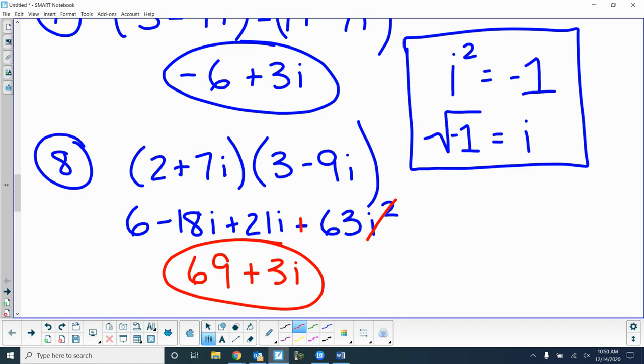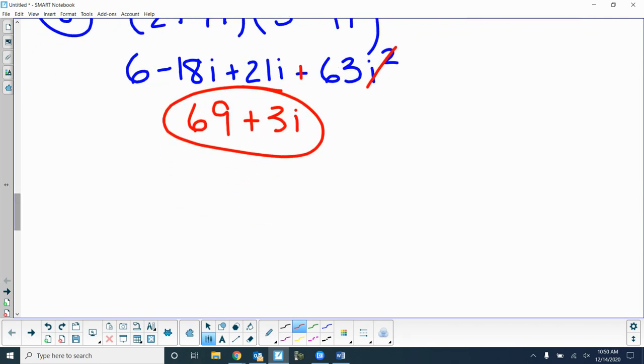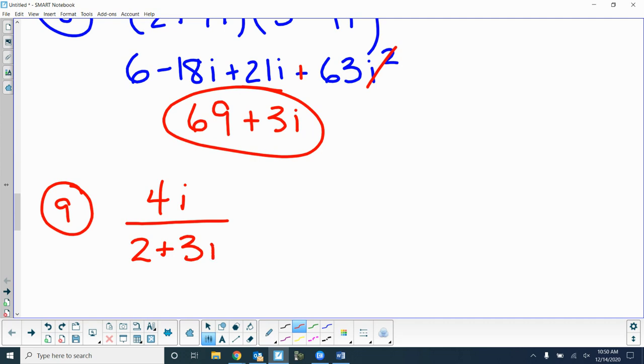Number 9 is dividing two complex numbers. 4i divided by 2 plus 3i. So remember, i is the square root of negative 1. So that's like having a square root in the denominator. Is that allowed? No, right? We have to get rid of the i in the bottom. It's okay to have i's in the top, radicals in the top. It's not okay to have i's or radicals in denominators at the bottom.